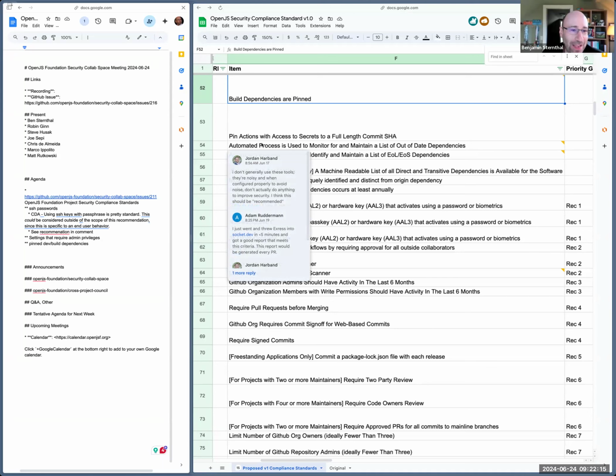Okay, line 54, automated processes used to monitor.